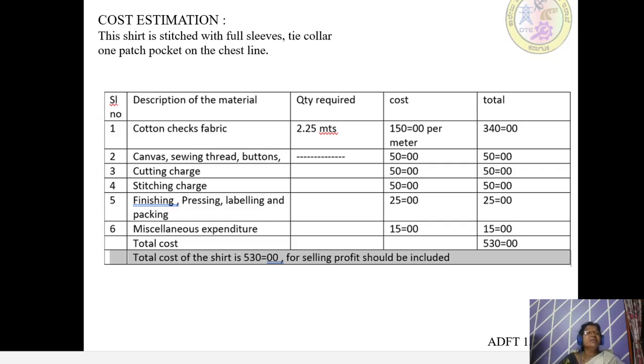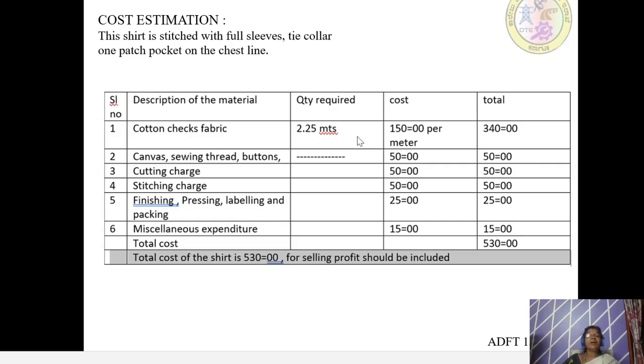Before going for a cost estimation, let's once again see the style features of this garment. This shirt is stitched with full sleeves, tie collar, and one patch pocket on the chest line. On that basis, we'll do the estimation. Here I have selected cotton checks fabric.